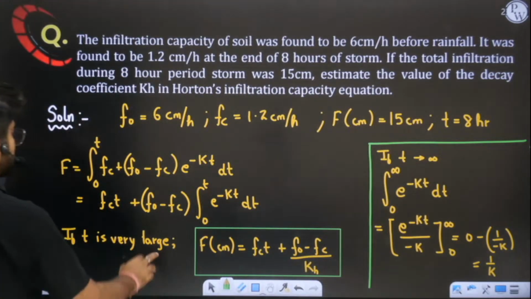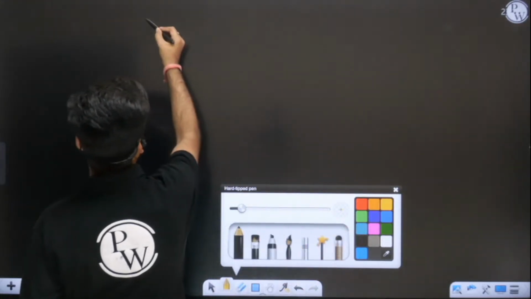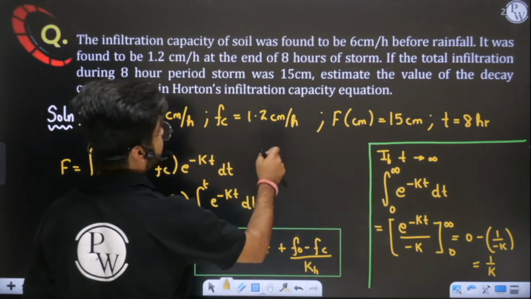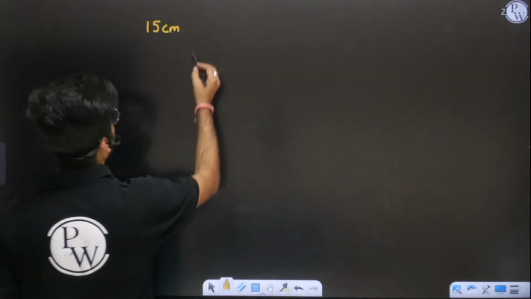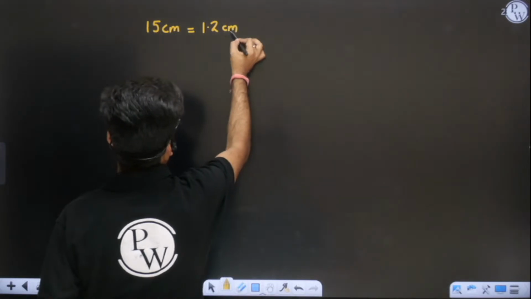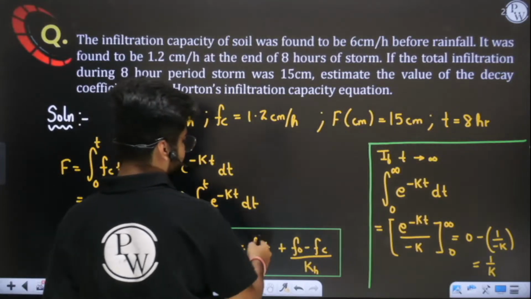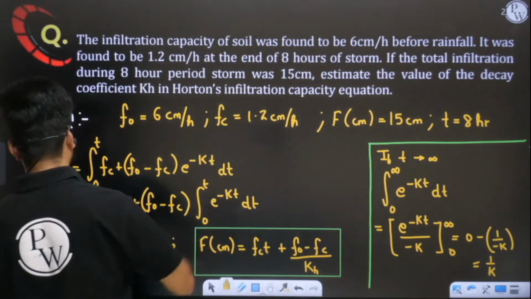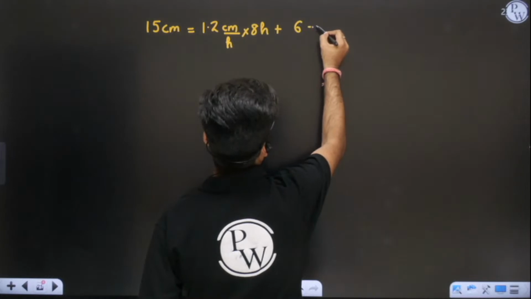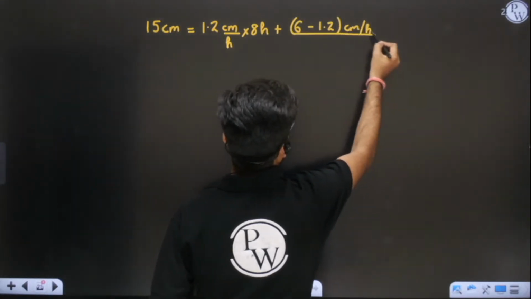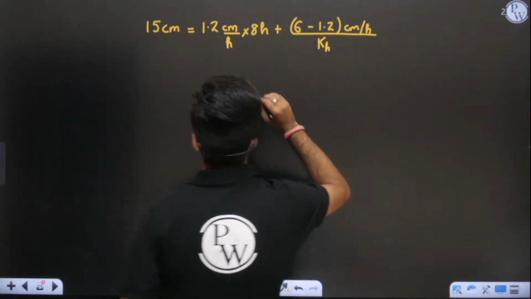So value of F is 15 centimeter. Fc is 1.2 centimeter per hour. Total time is 8 hour. Multiply by 8 hour. F naught minus Fc means 6 minus 1.2. Put 6 minus 1.2 centimeter per hour. Divide by k. So what value of k are we getting from here?